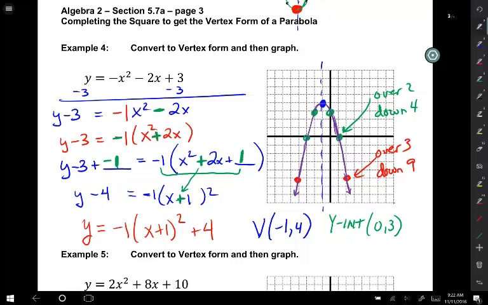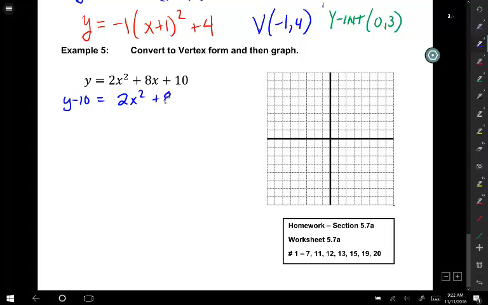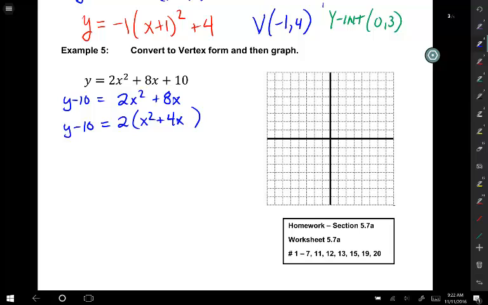All right. Let's look at our last one. First step is subtract 10. So 2x squared plus 8x. I'd like to get rid of that 2. So parentheses it. So x squared plus 4x. Fancy word, you can say factor it out.